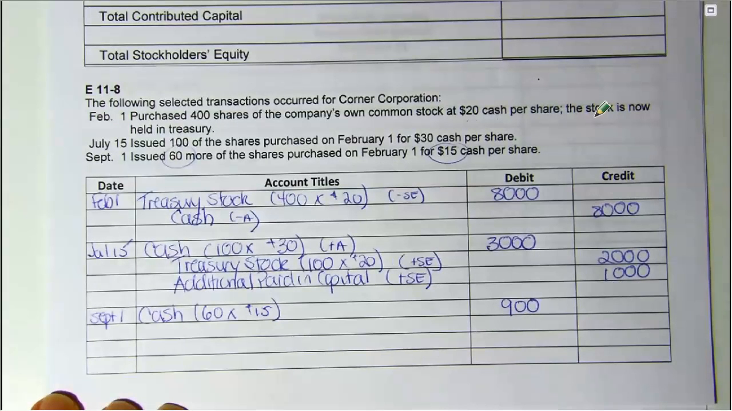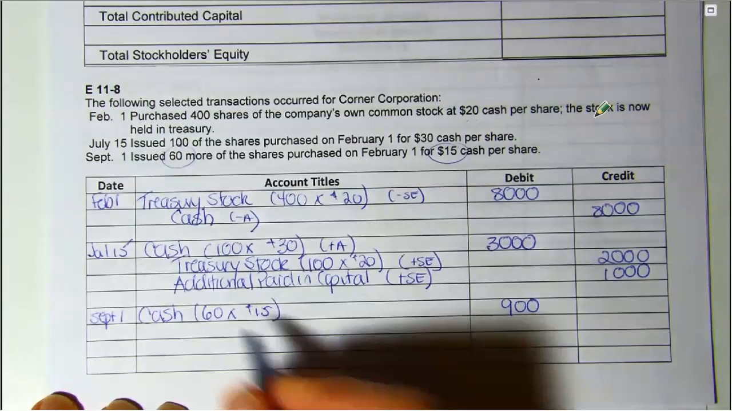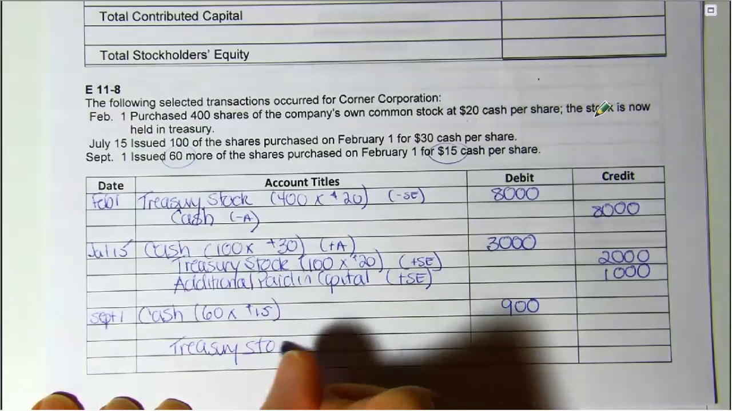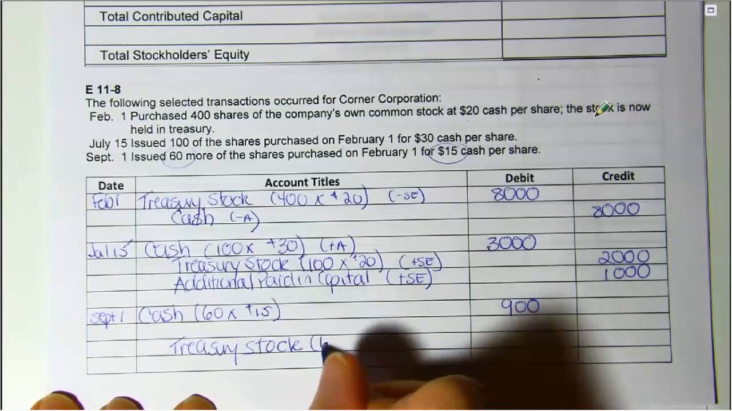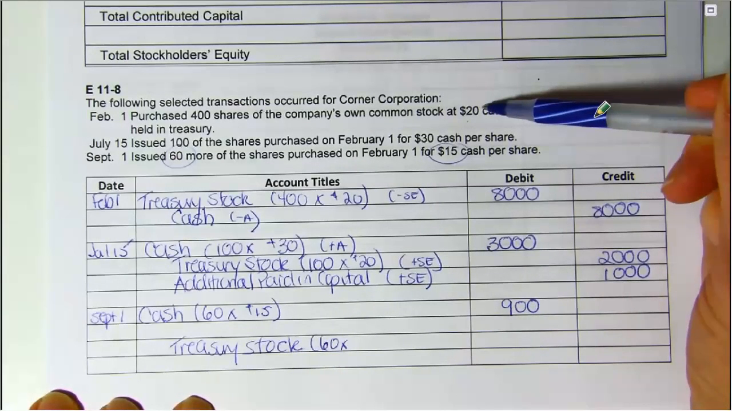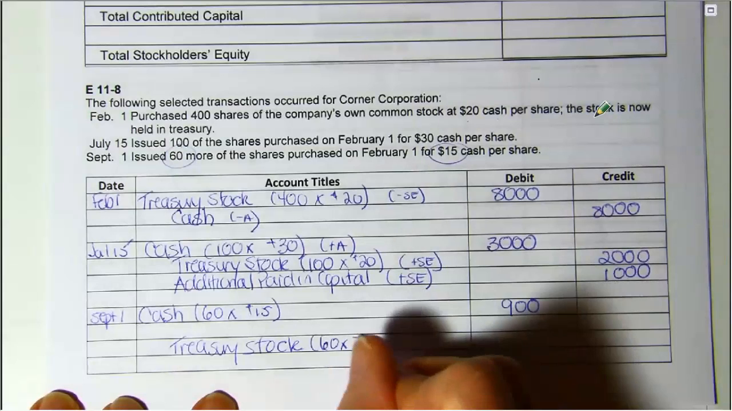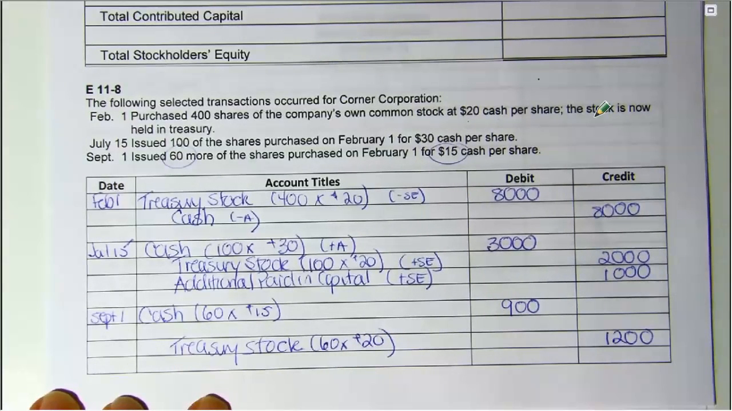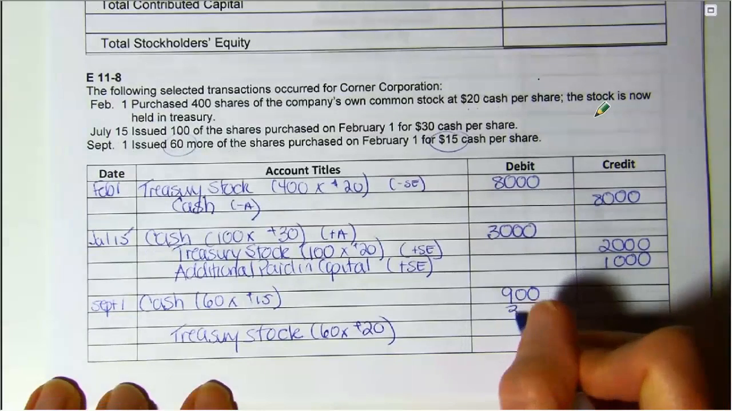I'm going to skip a line here, okay? And we're going to credit Treasury stock for the number of shares, 60 times what you originally paid for it. When you deal with Treasury stock, you always have to go back to the original amount that you paid for it when you are reissuing it. And that's $1,200. Okay, so there's a $300 difference. Find the difference, put it on the smaller side.